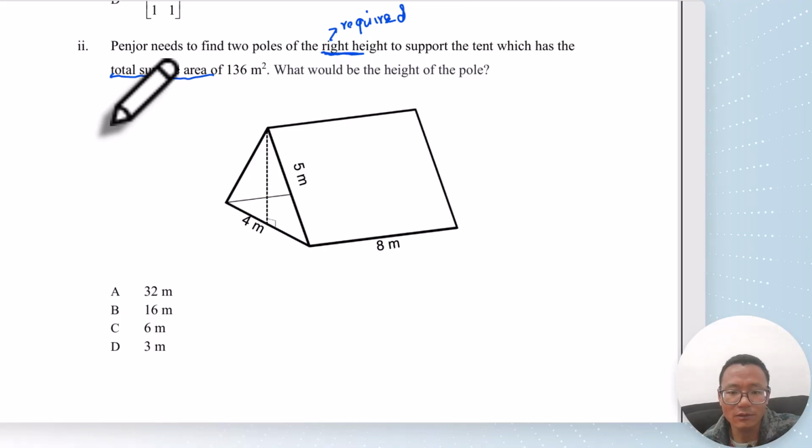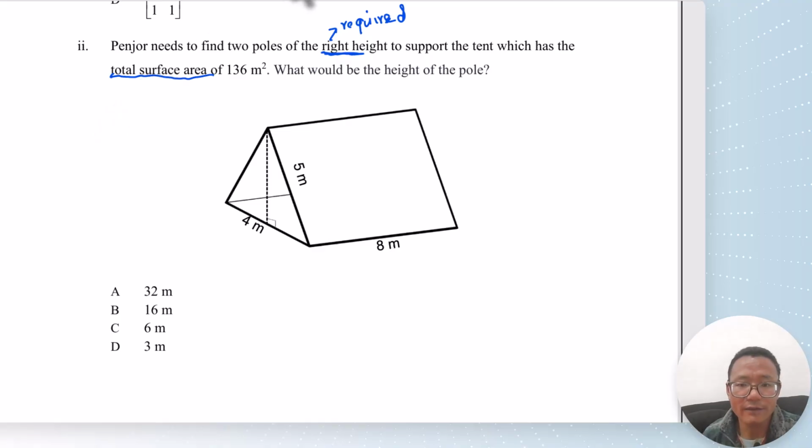This is what I think. So for question clarity, maybe we could say "including the floor". Including the floor. I think then the question would have become clearer.